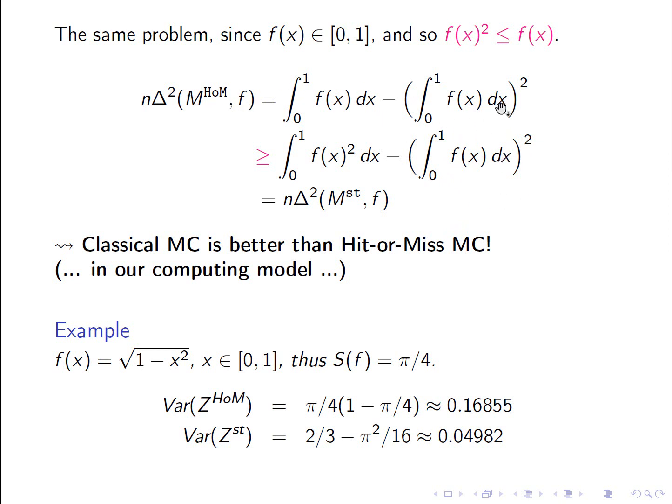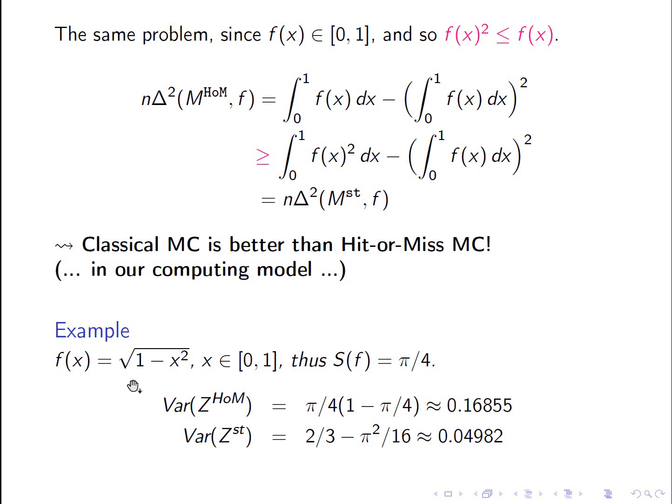So if we look at this line and at this expression, what is the same is the term we subtract. So we only need to compare this term and this term. But f of x is in [0, 1], so f of x squared is less or equal than f of x. So this is larger than this. So not only is the cost of hit or miss Monte Carlo higher than the cost of classical Monte Carlo, but also the variance. So classical Monte Carlo is better than hit or miss Monte Carlo, in our computing model.